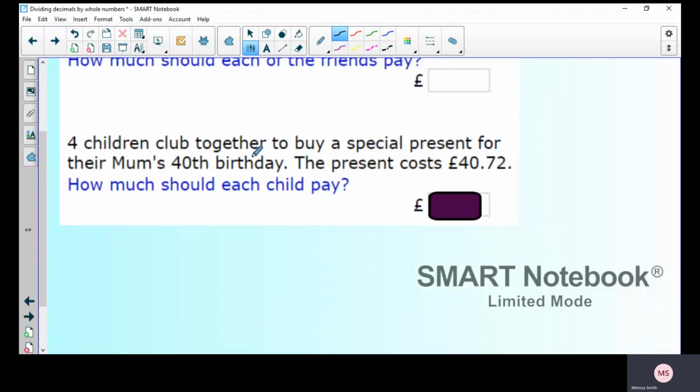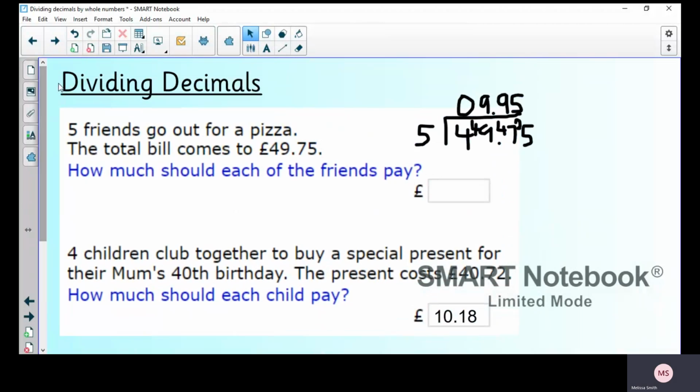And let's look at this one. 4 children clubbed together to buy a special present for their mum's 40th birthday. The present costs £40.72. How much should each child pay? So have a think to yourself, what operation am I doing? Pause the video, have a go at doing it. Okay, let's have a look if you got the answer right. And the answer is £10.18.